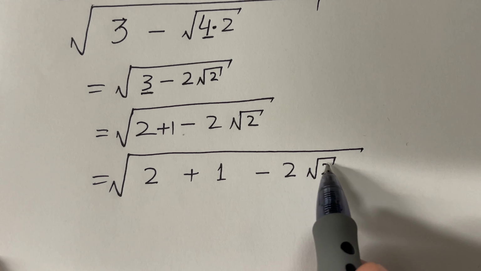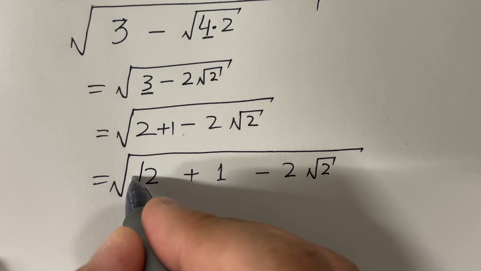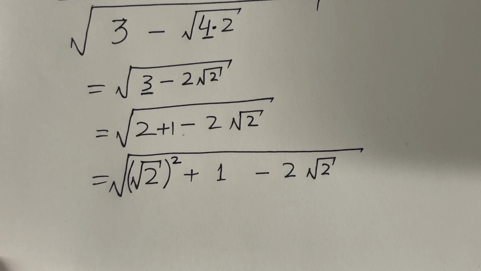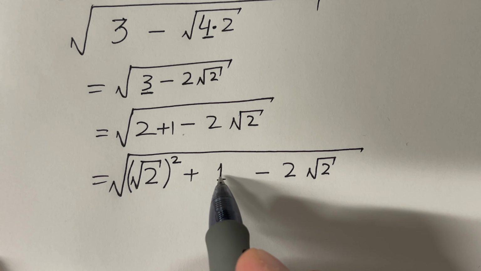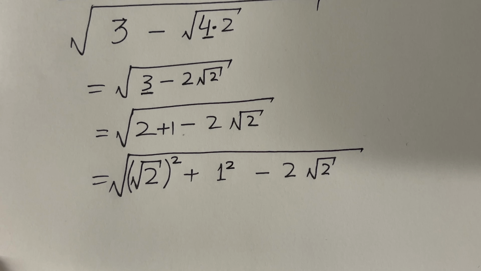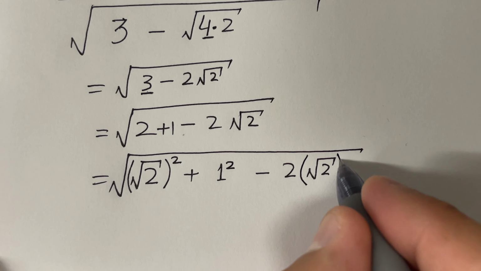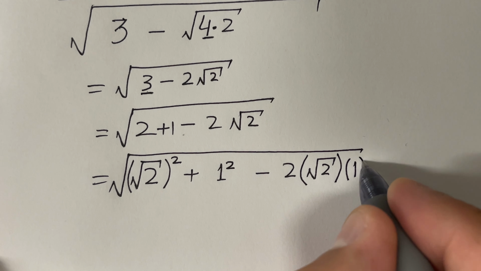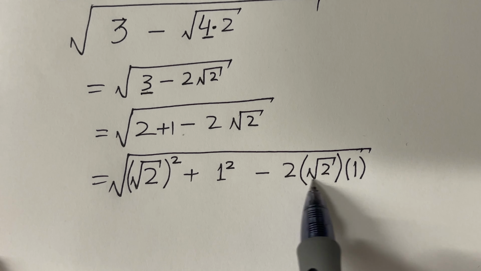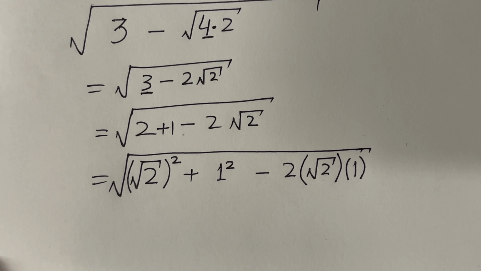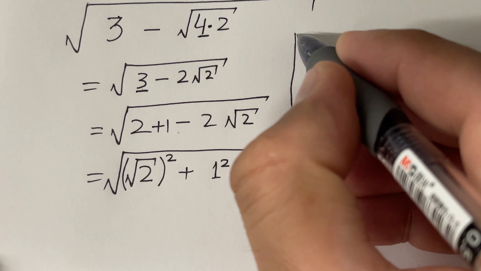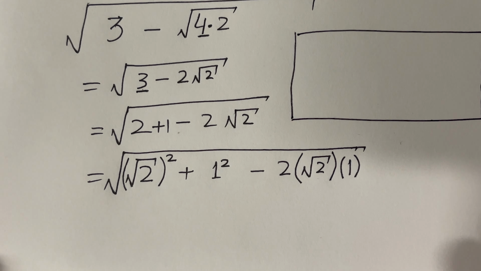Now if you look at here, we have square root 2, therefore I can write this 2 as square root of 2 whole square. And if you look at here, we have 1, which can be written as 1 square is 1, and I want to write 1 with this last term. In other words, I'm multiplying this guy with 1 and the answer is still gonna stay the same. And why did I do that? The reason is, now I can use this formula.